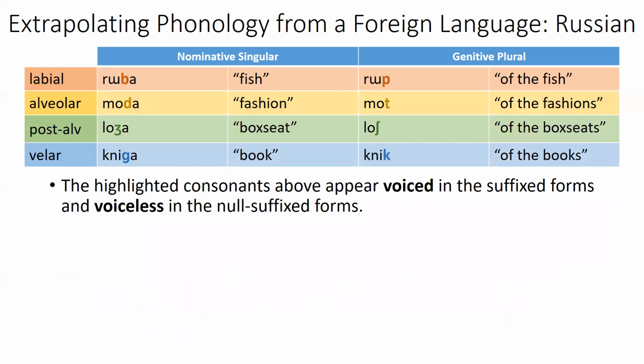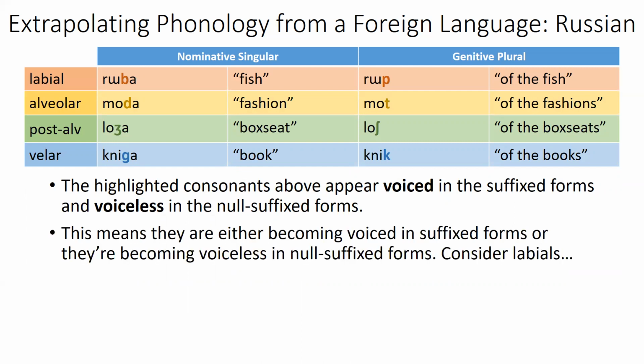So the answer is voicing. On the form on the left, we see a voiced version of the stop, and the form on the right, the null suffixed form, or the form without a suffix, has a voiceless stop or fricative. Remember, we'll talk in a second about what that means. So we can form two hypotheses. We can think about this scientifically. We can say they're either becoming voiced in the suffixed forms. There's a phoneme that becomes voiced, or we can say that there's a phoneme and it becomes voiceless.